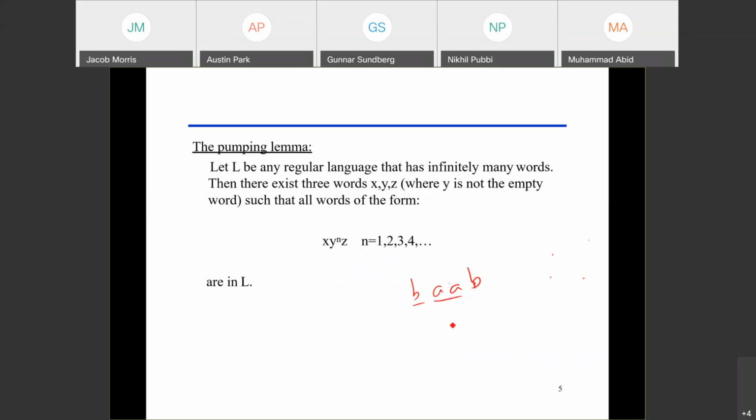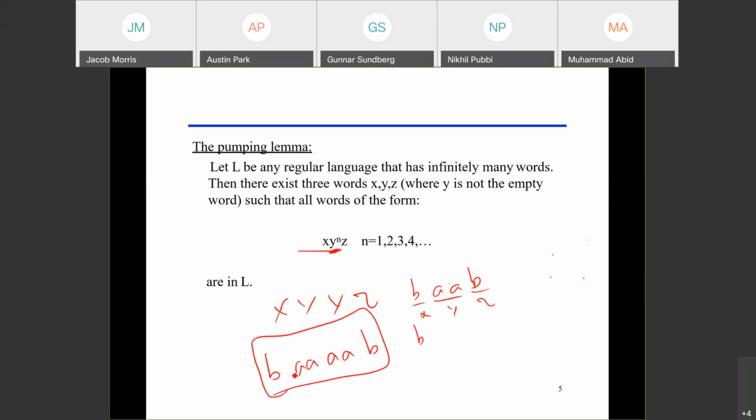So now if BAAB is a valid word, and this is X, this is Y, this is Z, then XYYZ, because you cannot increase the size of X, you can only increase the size of the word. So now you increase that to XYYZ. So what does it mean? B will be as it is, one Y for A, second Y for A, and Z is for B. And now check that. Is this a valid word according to your language? If it is a valid word, it means this is good.